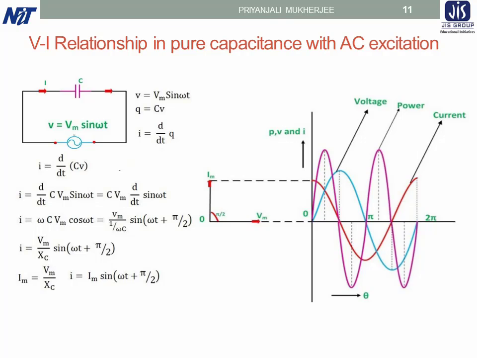So the power in the pure capacitive circuit can be obtained by multiplying the voltage and current. So V into I gives us V max sin omega t into I max sin of omega t plus pi by 2, or the average power can be found as V max I max by 2 into the average of sin 2 omega t over a complete cycle, which is equal to 0. Similarly, the power absorbed in a pure capacitive circuit is 0, and we can show it through this graph also.